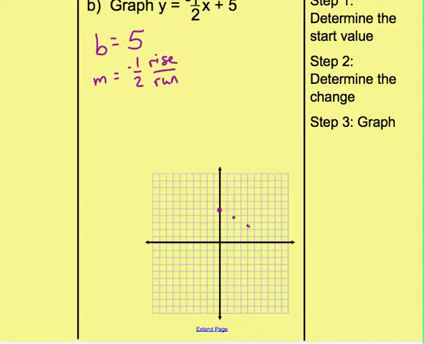Fall 1, right 2. Fall 1, right 2, and so on, extending that pattern. You can also look at this as a 1 over negative 2. So we can rise 1 and run to the left 2. So I'm going to go back to my starting point and go up 1, left 2 to extend my pattern. And get my nice straight line.